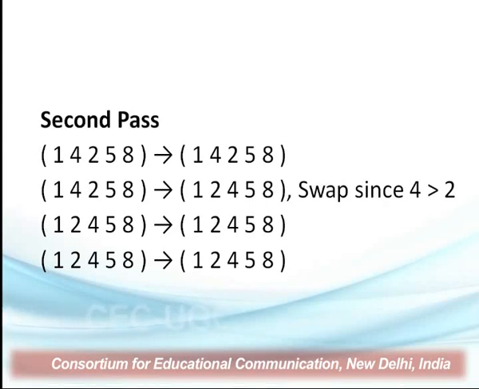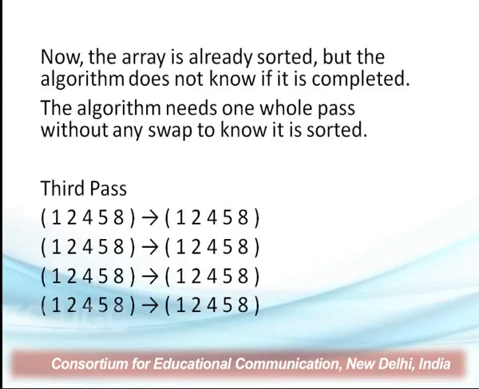Now, coming to 1, 2, 4, 5, 8, which is the new array. 4 and 5 are compared, no change, as they are okay. Then 5 and 8 are compared, no change, they are also okay. So, this is what you call second pass. So, at the end of the second pass, the element 5, which is the second last element in the array, has taken its appropriate position.